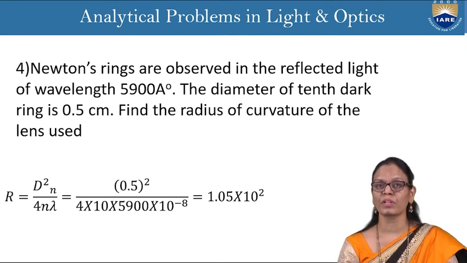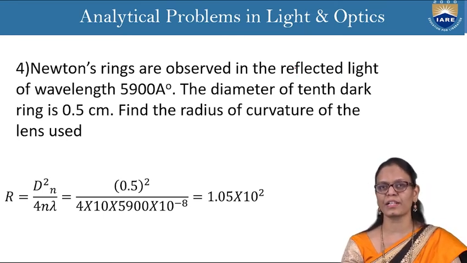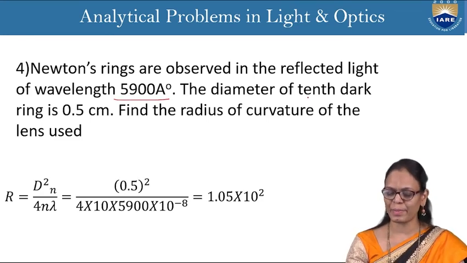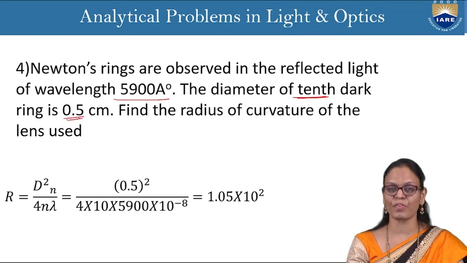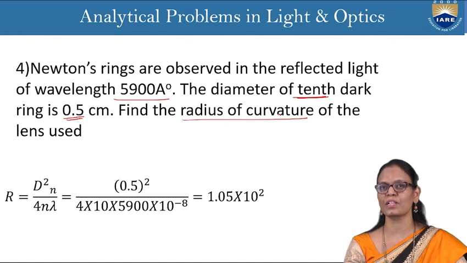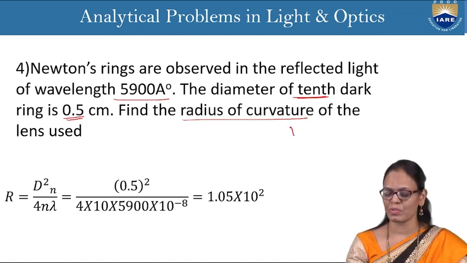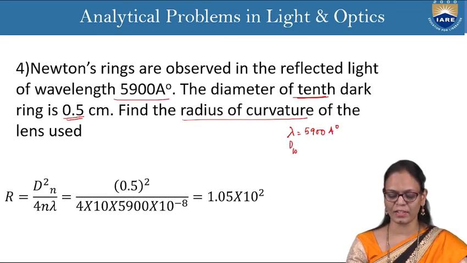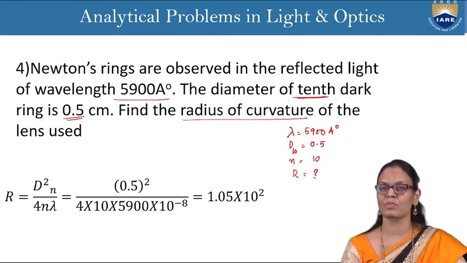Now the next one. Newton's rings are observed in reflected light of wavelength 5900 angstrom. The diameter of the 10th ring is 0.5. Find the radius of curvature. Here we are not given the radius of curvature, we have to find it. Lambda is given, so lambda is 5900 angstrom. Diameter of the 10th ring is 0.5, means the ring n, we take it as 10.